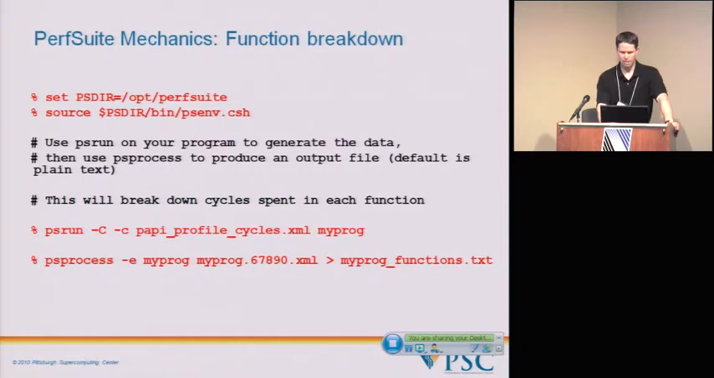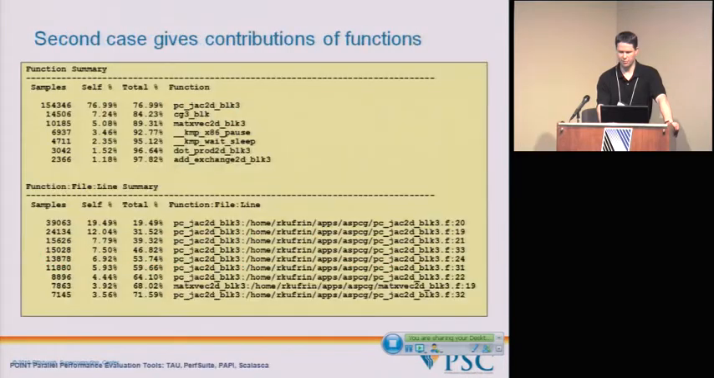Okay, so I'm just going to show a quick example of how PerfSuite can give you that function breakdown. This is exactly what I showed you before, except you just give psrun some different options that tell it you want to look at cycles. There are different XML files which have different configurations. You can create these, and some are defined by default. You give it specific options that tell it you want to look at the number of cycles in all the functions, run it with psrun, and then process the output.